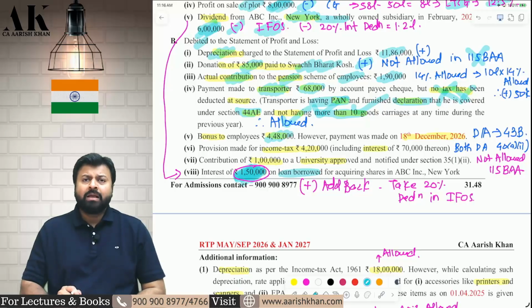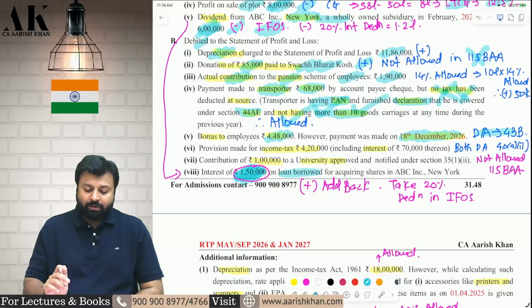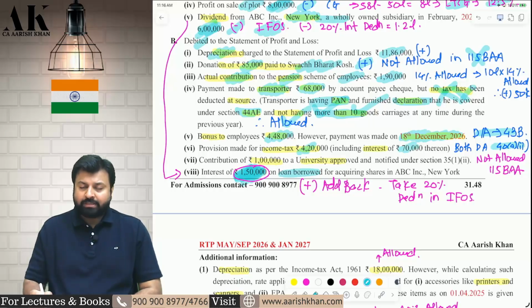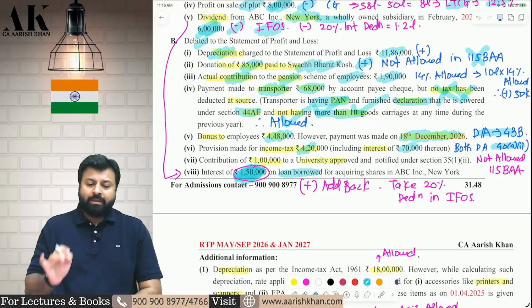Now, we all know that bonus to employees is allowed on payment basis. As per 43B, you should pay till the due date of filing of return. Now, when have you paid? You have paid after the due date of filing of return, on 18 December. Therefore, this bonus will be disallowed under the income tax law. Next is income tax. Income tax is disallowed. The interest of income tax is also disallowed under section 48(2). Both of them are disallowed.